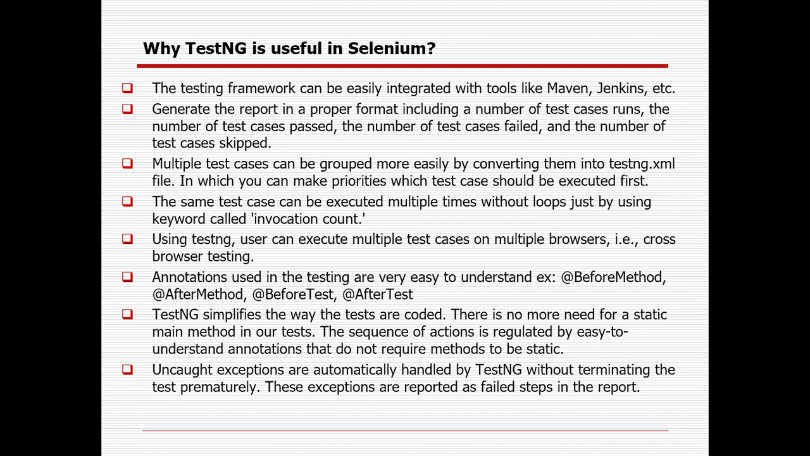It can generate the report in a proper format, including the number of test cases run, the number of test cases passed, failed, and skipped. Everything is possible with the help of TestNG and Selenium. Multiple test cases can be grouped more easily by converting them into a testng.xml file, in which the user can set priority on which test case should be executed first. So whenever we are talking about TestNG, there is a feature called the testng.xml file where you can group tests. We can do parallel execution, and we can prioritize the test cases. All this can be done with the help of the testng.xml file.